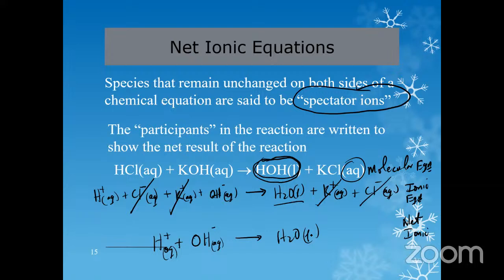Once we determine that, you identify the ions that are the same on both sides. Those are the spectator ions. All they do is sit around and watch what's happening. They don't participate in the actual reaction. Once you identify those and cross them out, whatever is left will result in the net ionic equation for the reaction. All right? Okay, any questions about this? All right, so let me move on.